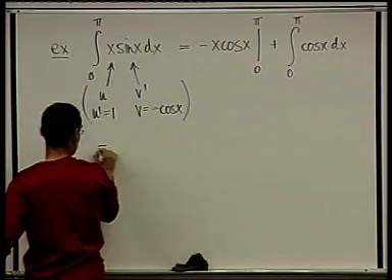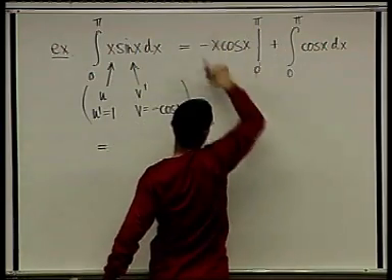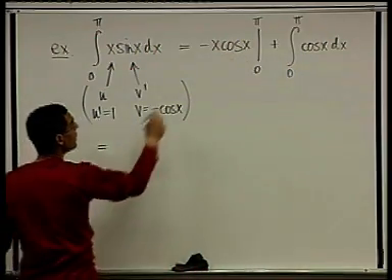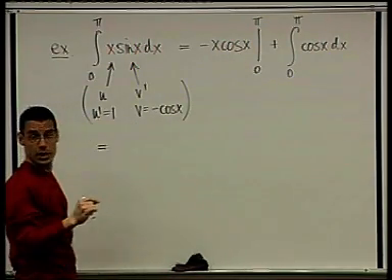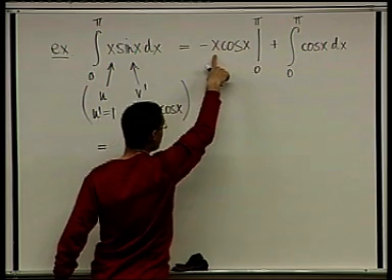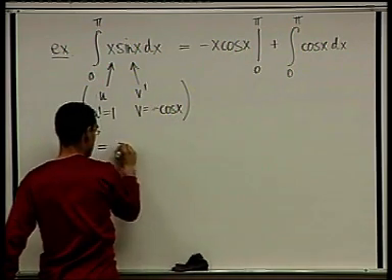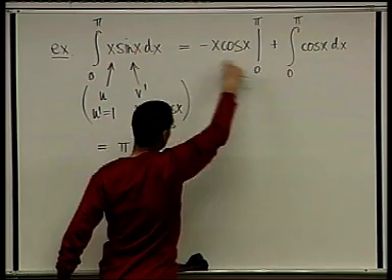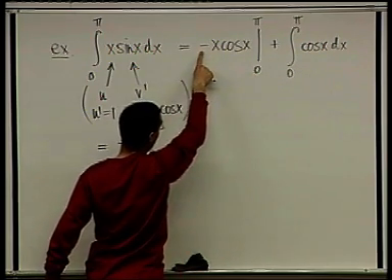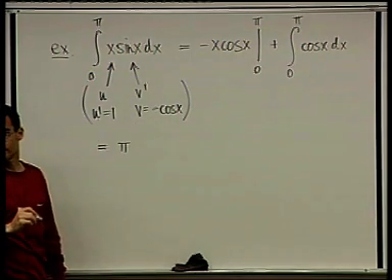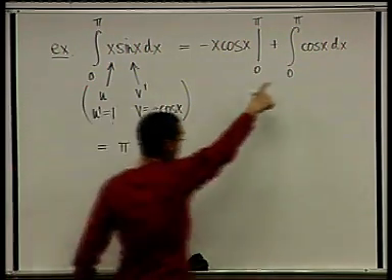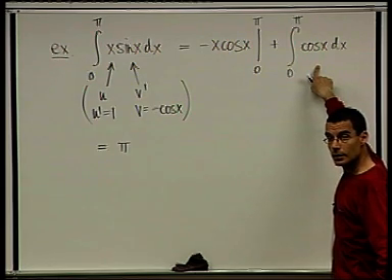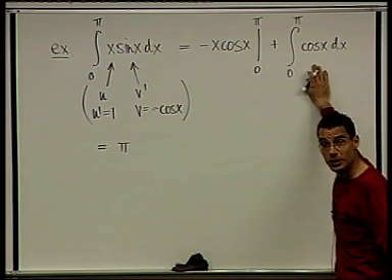Now, here I just plug in the values. Remember, this is just notation for plugging in pi minus plugging in 0. So it's minus pi times cosine of pi. What's cosine of pi? Minus 1. So it's minus pi times minus 1, so it's pi. Minus this thing evaluated at 0. So minus minus makes it a plus, but when we plug in 0, it's just 0. And then I have this integral to solve. And how do I solve this integral?